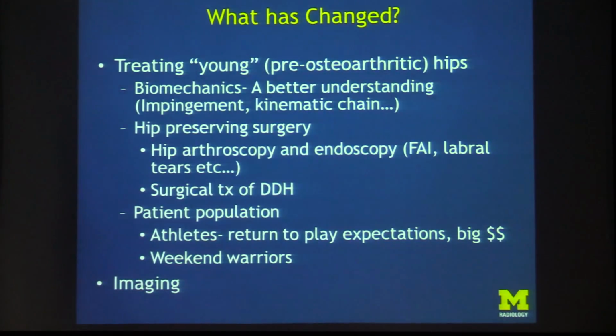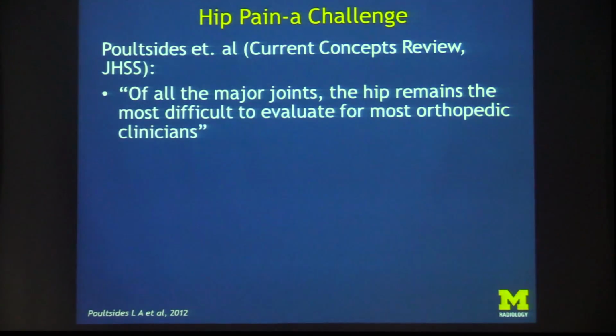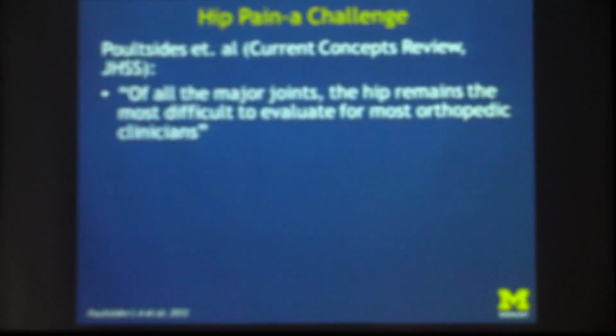So what has changed? First of all, we're treating younger patients, as I've said. Pre-arthritic. The biomechanics, we think we understand them a little better. I'll talk a little bit about the impingement concept and different types of impingement in the hip. I'll talk a little bit about a snapping hip. We have hip-preserving surgery, arthroscopy, endoscopy. Our patient population is younger. Athletes, they expect to return to play and not only pain relief. And finally, imaging has come a long way. But still, assessing the painful pre-arthritic hip is a clinical challenge.